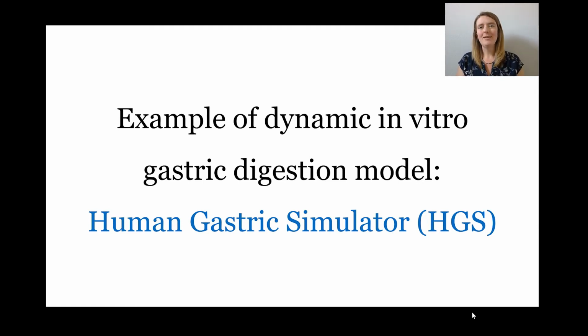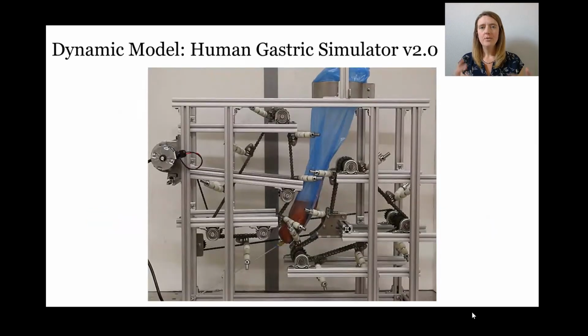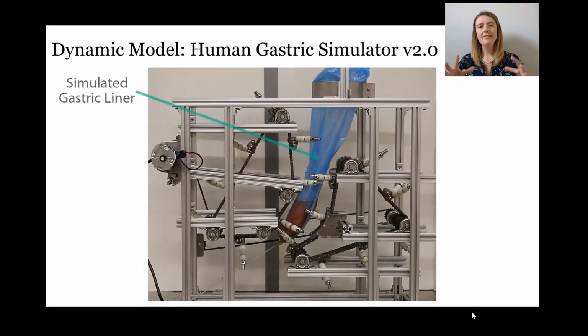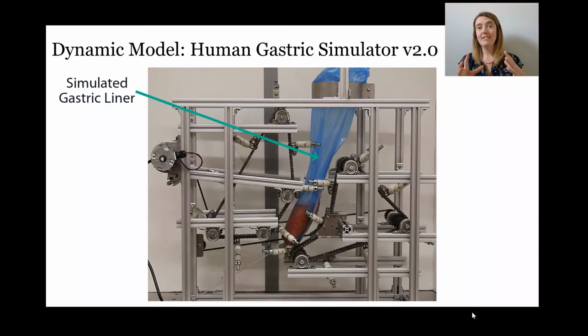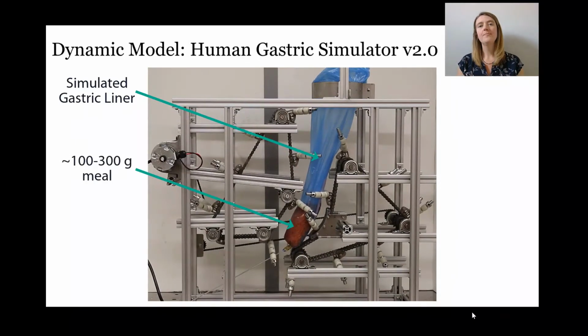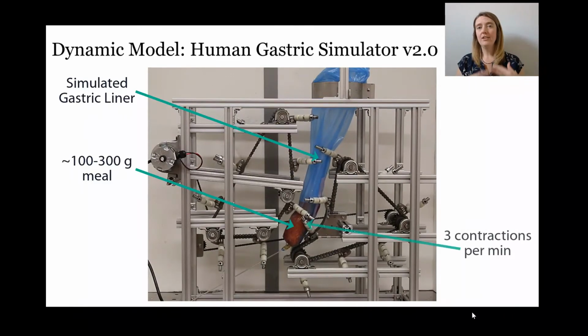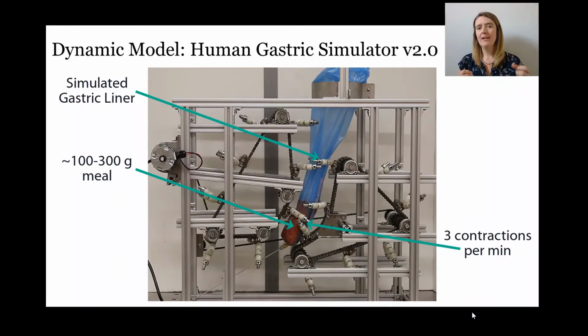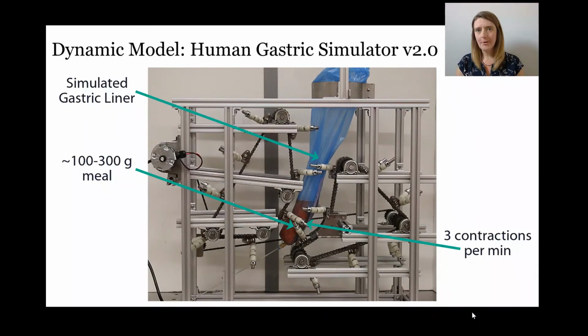So I'm going to show you an example of a dynamic in vitro model that we have in our lab at UC Davis. So here's our human gastric simulator. In this model, you can see the blue liner is meant to be the stomach, and we have in there a meal of diced carrots, which you can see in orange. These rollers are moving at a contraction rate of approximately 3 per minute, and you can change that due to a variable speed motor.